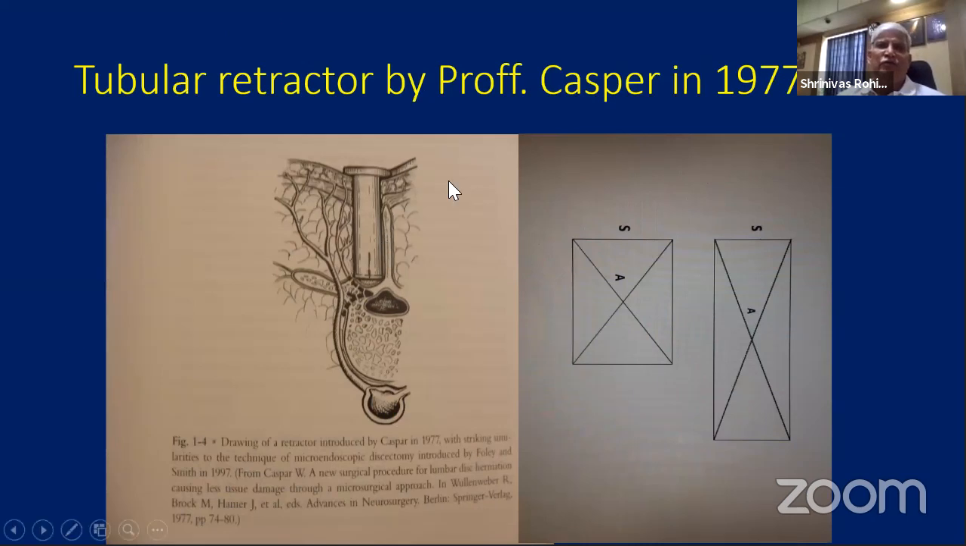Now, we'll go to the basics again. This is the tubular retractor mentioned by Casper in 1977. And if you see, this is the physics of the tubular retractor. This is the width, this is the length, and this is the angle between the two instruments, because in the tubular retractor, you can use two instruments.